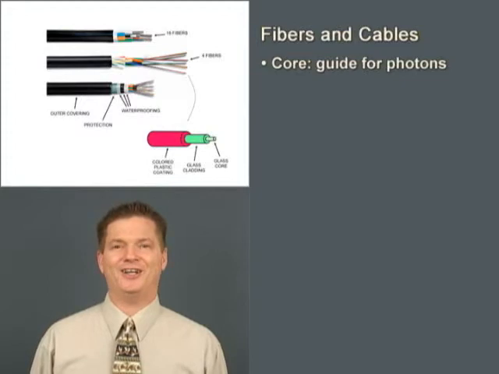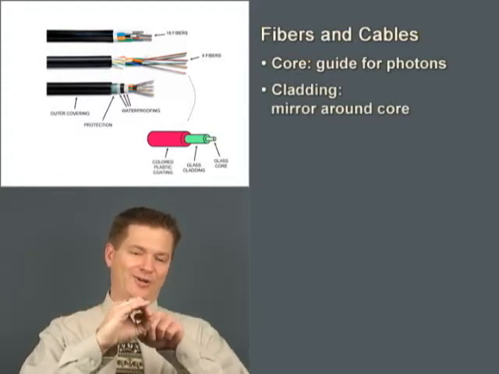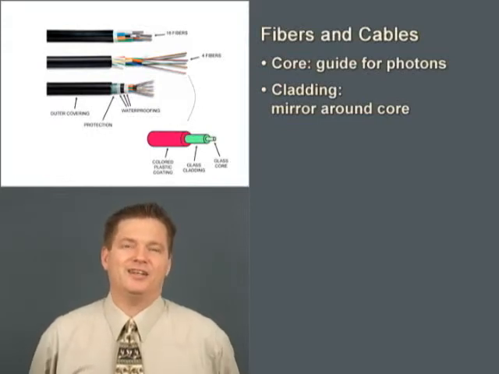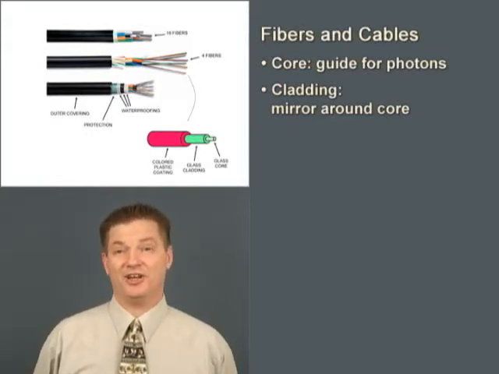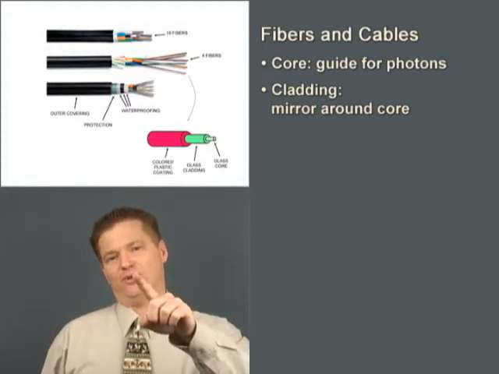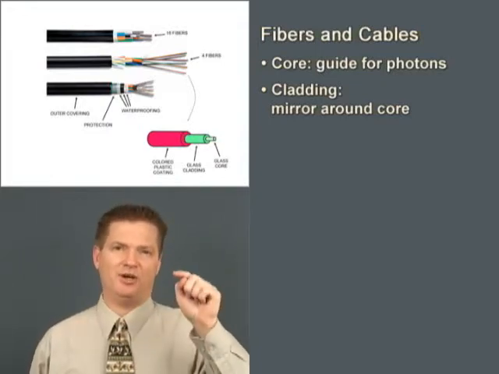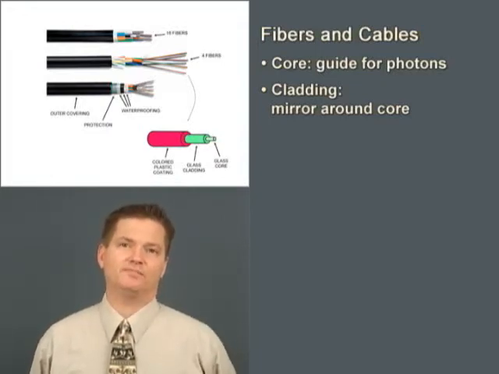And the way we do that is we put another kind of glass called the cladding around the core. And the cladding has a different transmission characteristic for light, so that when the light is shone into the core below a certain angle, we get reflection off the boundary between the core and the cladding.